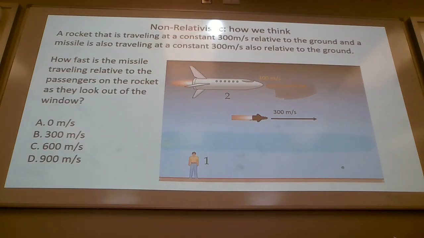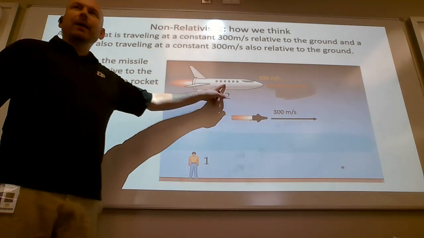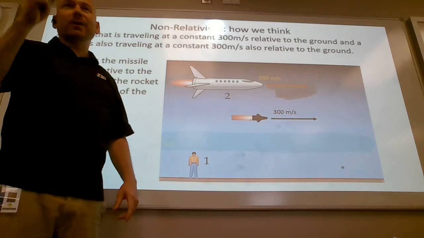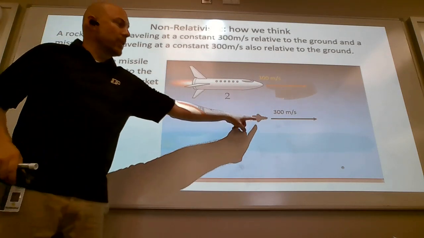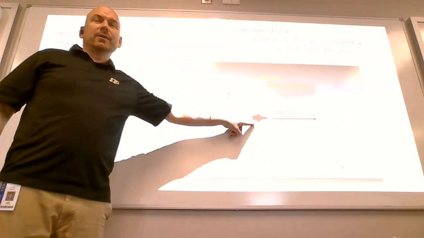All right. So let's say we have a rocket, a spaceship that's able to travel at 300 meters a second. And then we have a missile that's also able to travel at 300 meters a second. Okay, the person on the ground, let's say you, is looking up here and going, yeah, 300 meters a second, 300 meters a second. So the question is, when these people look out the window and see this missile, how fast is that missile traveling relative to them?